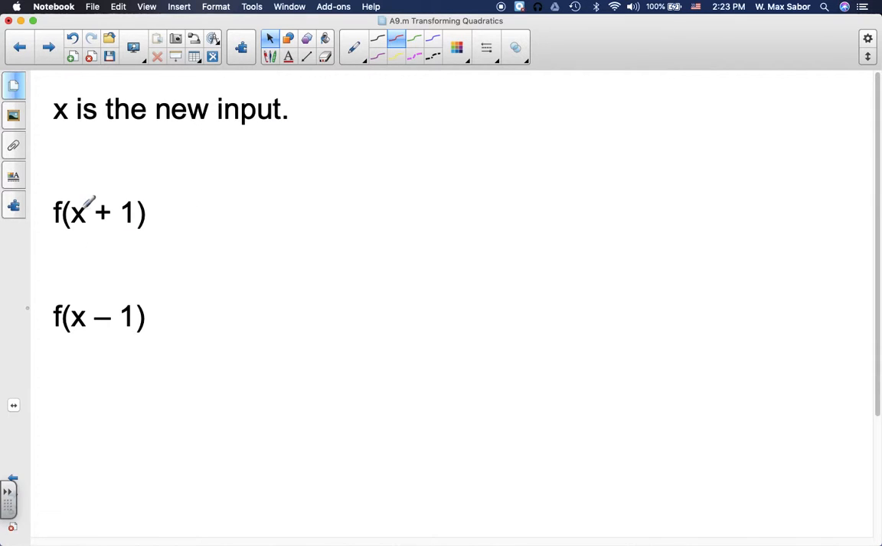Now, for f of x plus 1, what this is saying is we're going to take f of x, but now the new input is going to be x. So what new number do we add to 1 to get the old number? Well, if I take negative 1 plus 1, that'll add to 0. So I would plug in negative 1 to get out 0. And then 0 would be plugged into the function to get f of 0. So what this is saying is negative 1 will now have the output that 0 used to have.